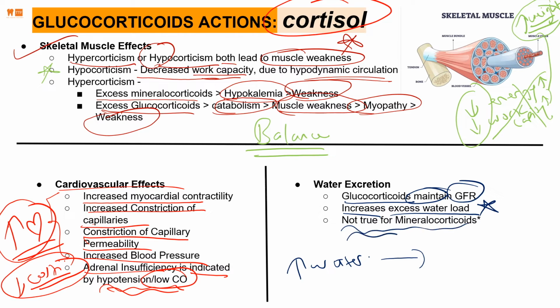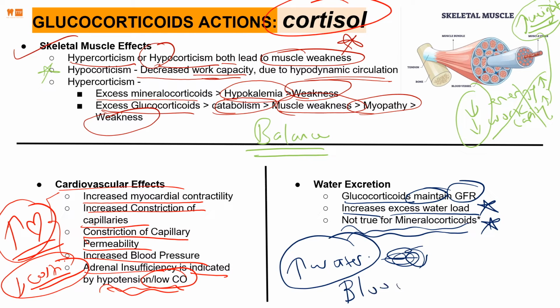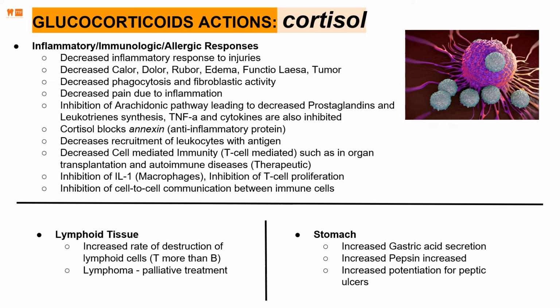However, it's not the same for mineralocorticoids. Mineralocorticoids actually increase the water in the blood. So what does that say? It says that mineralocorticoids have a higher effect in the cardiovascular system than cortisol. Right? So remember when we said it's not black and white, but it's kind of overlapping grayish? That's what it is. So mineralocorticoids, cardiovascular effect. Okay? Moving on. This is the large one.